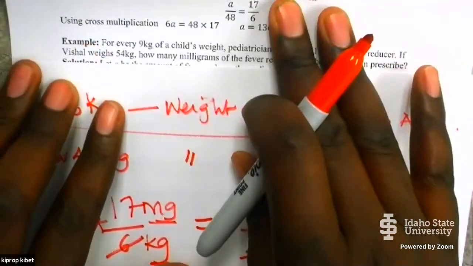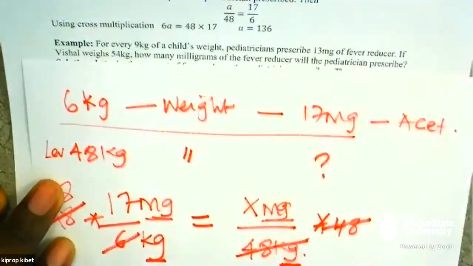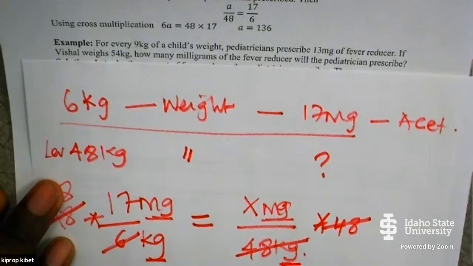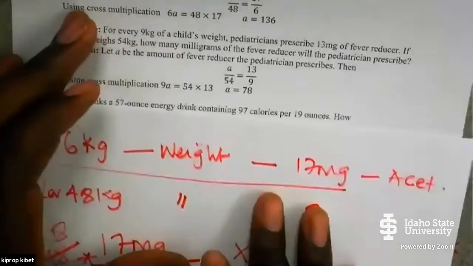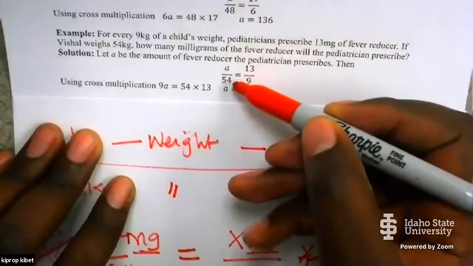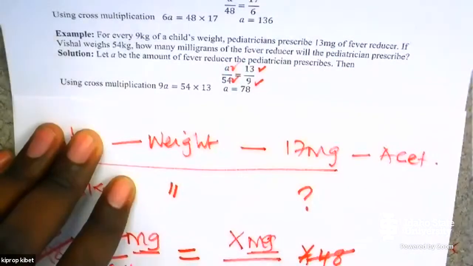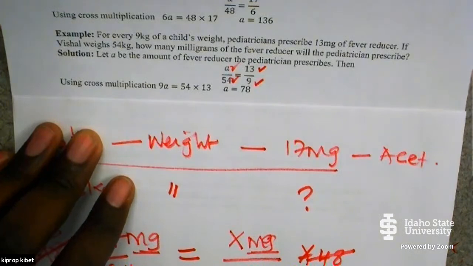So it's also a similar thing. For every 9 kg of a child's weight, they give 13 milligrams of fever reducer. So it's a similar question. So you do it the same way. When you do it the same way, you just say 8 all over 1. So these units and these units, they should match. They should always match.